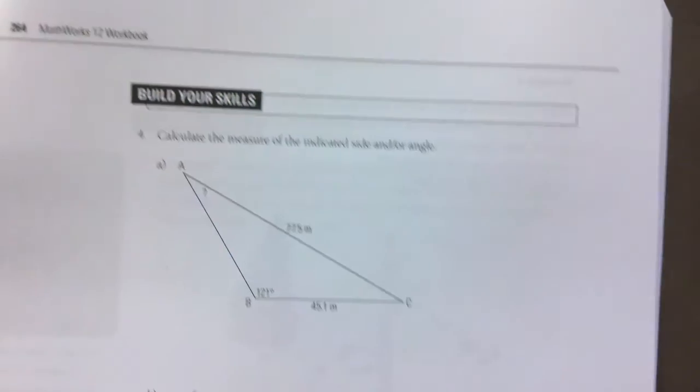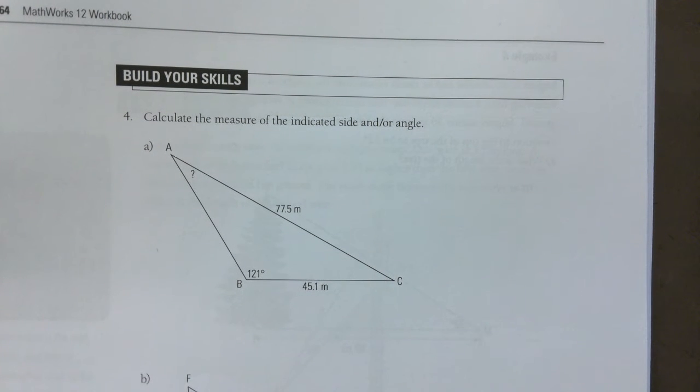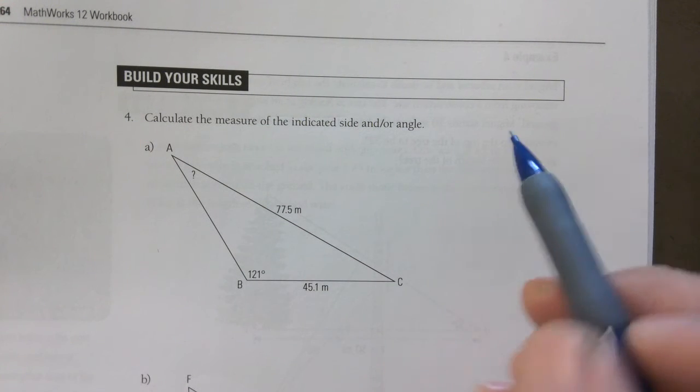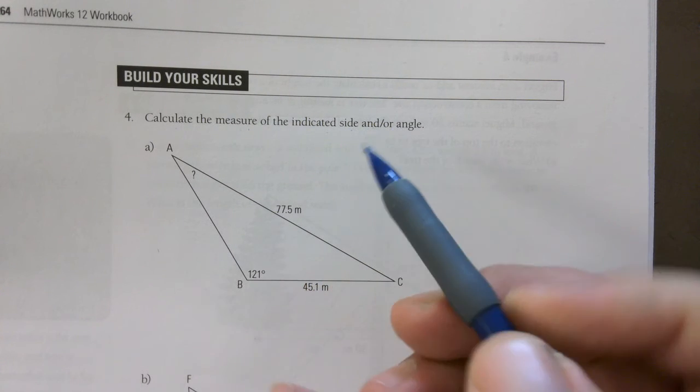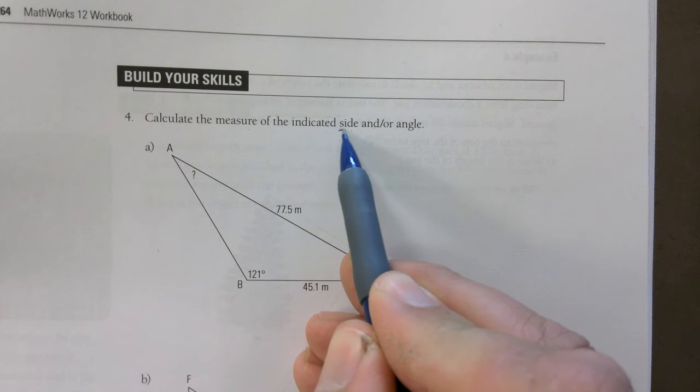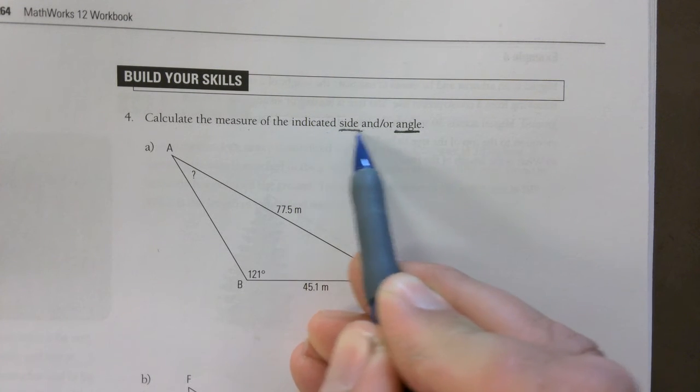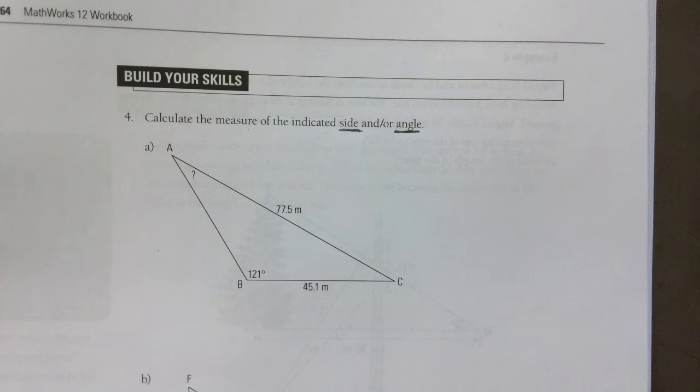Okay, right, backside here. I believe I'm going to put a twist on this. I'll say this. Yeah, it says calculate the measure of the indicated side and or angle. Right? So it's either side or angle you're going to have to solve for. So this is now kind of mixing it up a little bit. Okay.